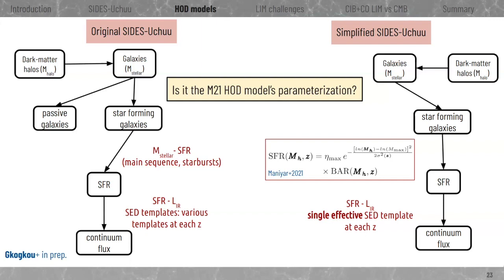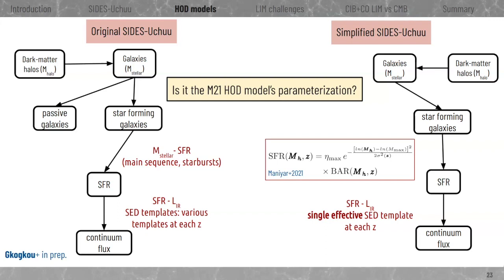So I modified it accordingly, all these steps here, to match exactly what is happening in the model. So the first thing was to drop the passive galaxies because in the model we don't have that anywhere. And then change the recipe for the star formation rate. It's not the main sequence anymore that we use, but the exact parameterization the same as the model.